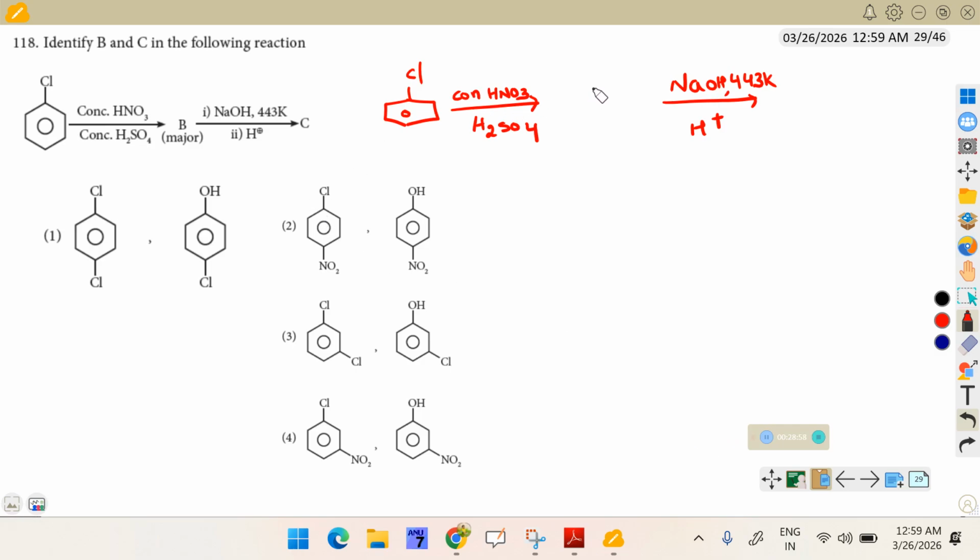Chlorobenzene reacts with concentrated HNO3 and H2SO4. Nitration takes place. Chlorine is an ortho-para directing group, so NO2 is substituted at para position, which further reacts with NaOH at 443 kelvin. The OH group replaces the chlorine atom, then it gives OH-C6H4-NO2. Cl-NO2, OH-NO2. Second option is the correct option.